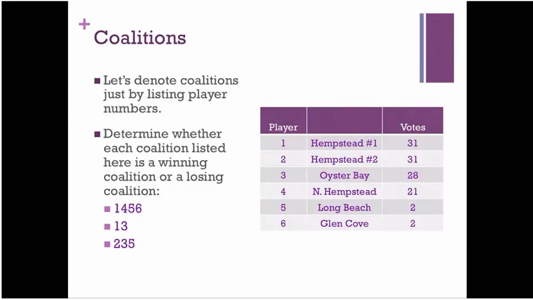Now I want you to try out 3 examples here. Determine whether each coalition listed at bottom left is a winning coalition or a losing coalition. Let me ask that you actually pause and work this out, and then when you resume, I will tell you the answers.